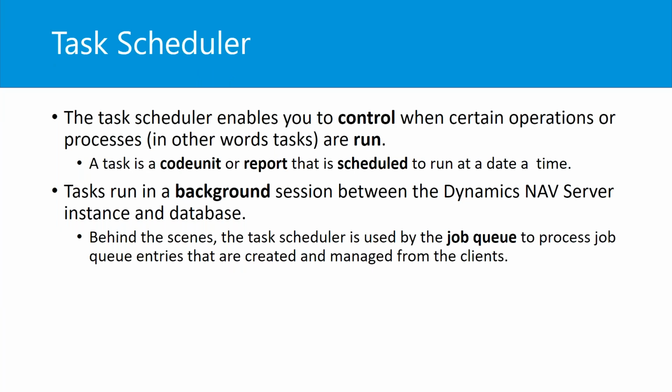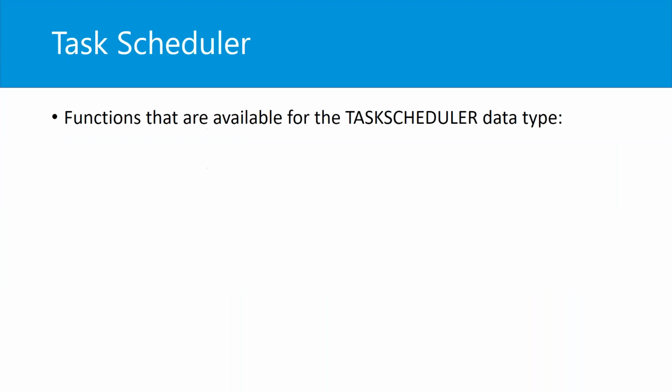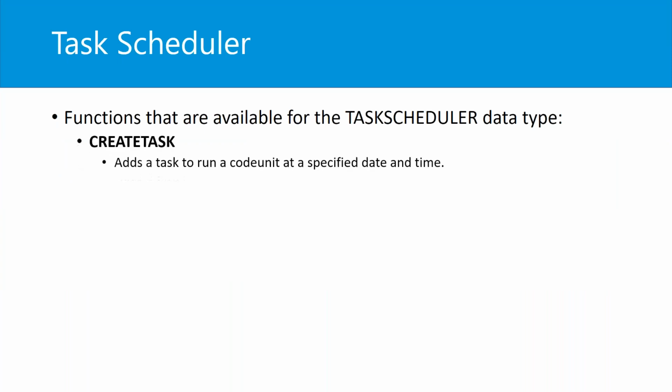Okay, so for us developers, the task scheduler enables us to control certain operations. We can determine when we would like what to be executed. We can schedule that. What do we schedule? It will be a code unit and/or a report at a certain date or time. Tasks will run in the background, like background sessions in the past, for example, in previous versions. When you have a look in your symbol menu, or if you start typing code, you will find the task scheduler data type that you can use, and here we have some functions we can play with.